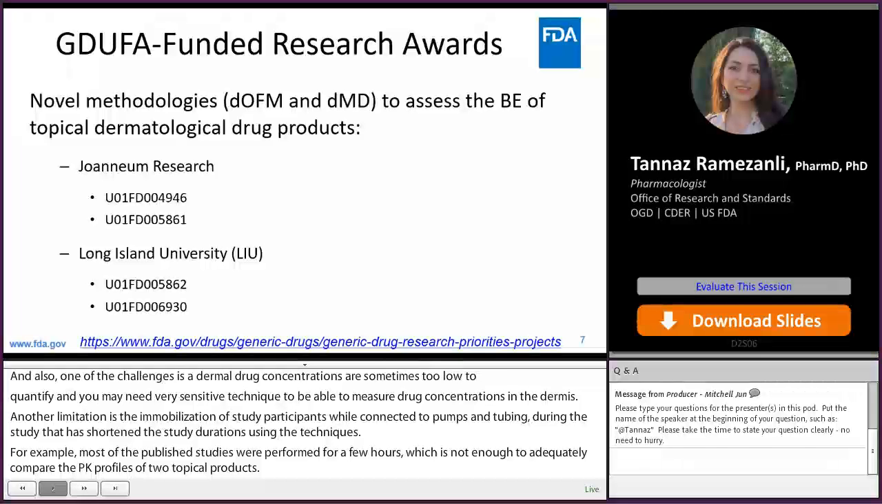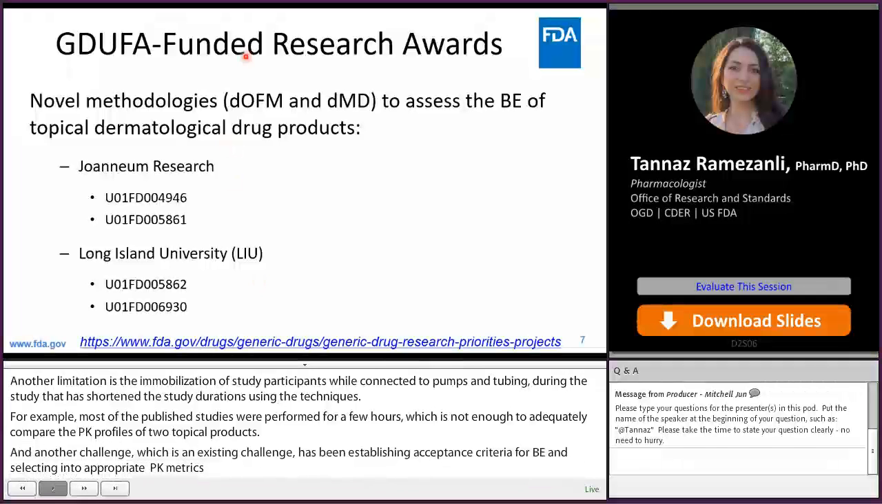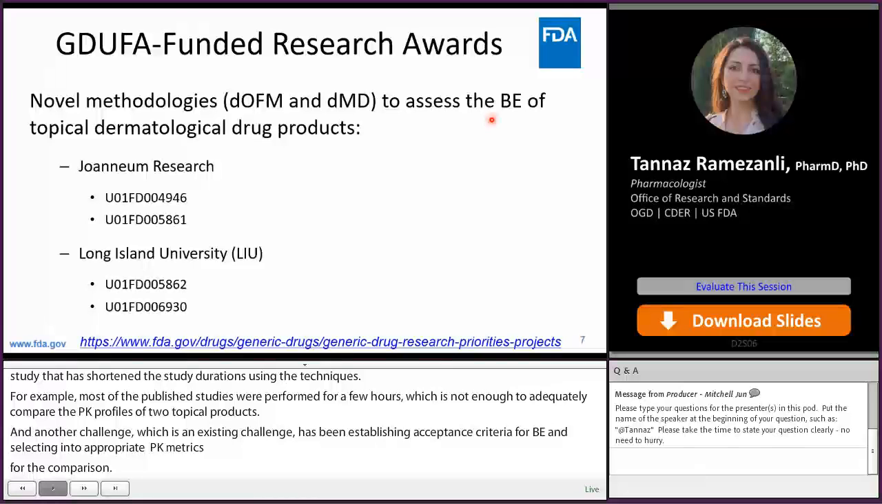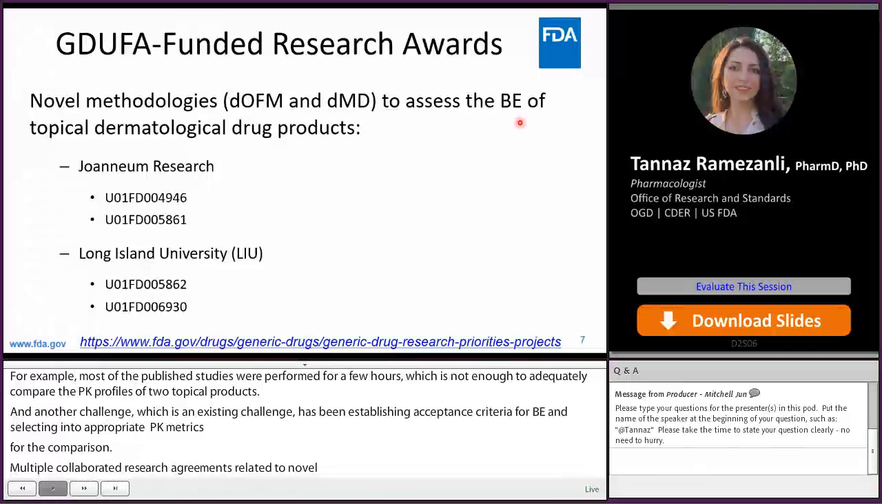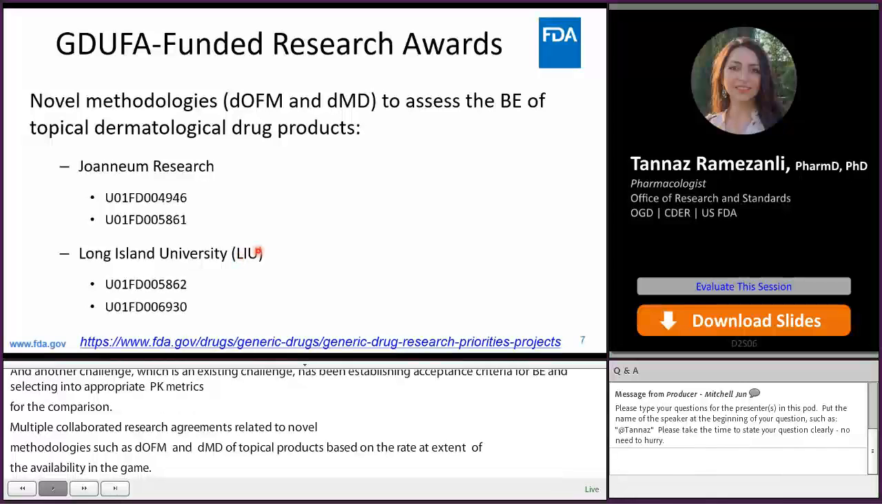So during GDUFA-1 and GDUFA-2, OGD has funded multiple collaborative research agreements related to novel methodologies such as DOFM and DMD to assess the bioequivalence of topical dermatological drug products based on the rate and extent of drug bioavailability in the skin. And these research agreements were awarded to UNM Research to evaluate the DOFM technique, and to Long Island University to evaluate microdialysis technique and fundamental cutaneous pharmacokinetics.